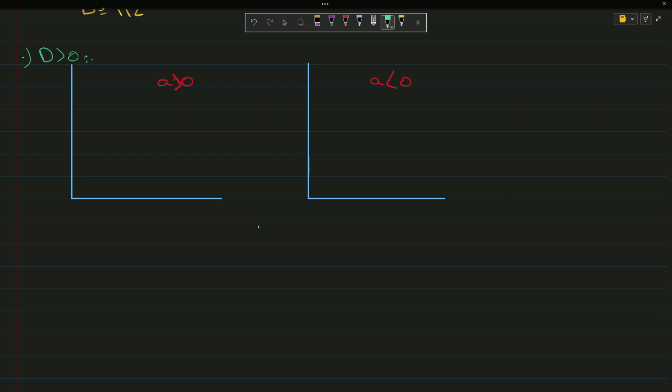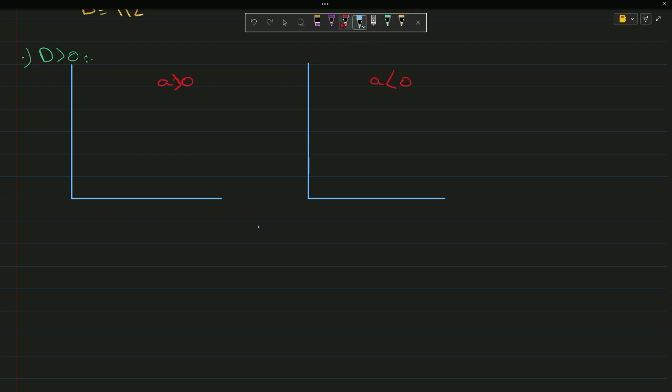I repeat, when the value of discriminant would be greater than 0, it means that the graph or the parabola would intersect the x-axis at two distinct points. That is why it is also known as real and distinct roots, because it would intersect at two distinct points. Okay, I hope you guys understand.